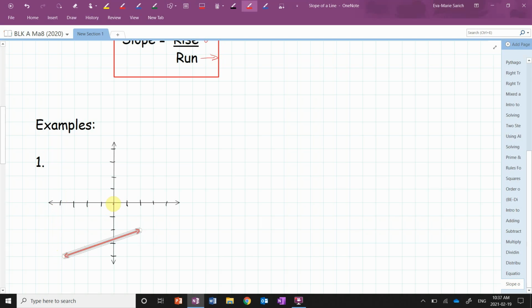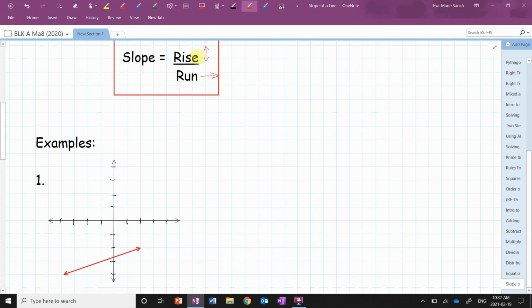On the right side, it's going to be right 2 and down 2. Okay, so there is the line. We want to find the slope on that line. So remember that slope is equal to the rise over the run. So what we're going to do is draw a triangle, and we're always going to start on the left side. So we're starting on the left, and we're going to work our way to the right.